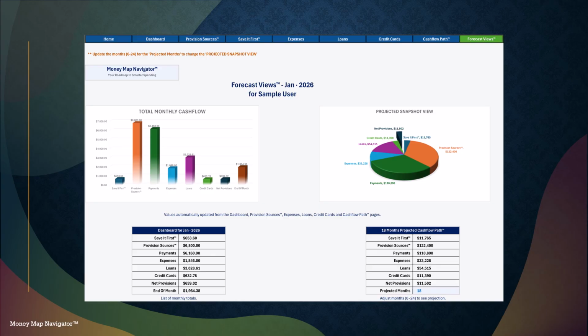Here's the way to think about it. If you can see the road, you can steer. If you can't see the road, you react. Forecast views are designed to help you stop reacting and start planning, while there's still time to adjust.